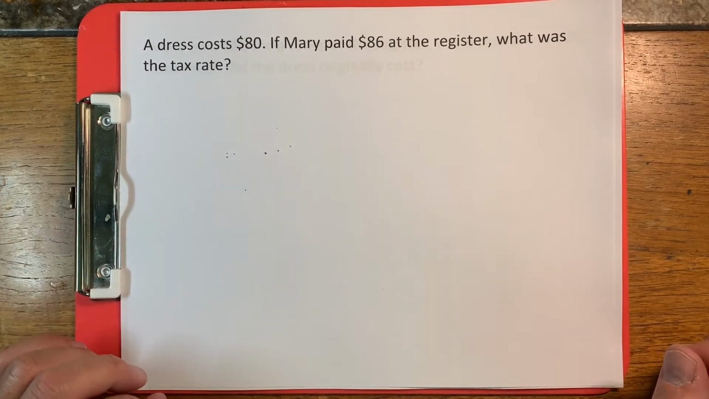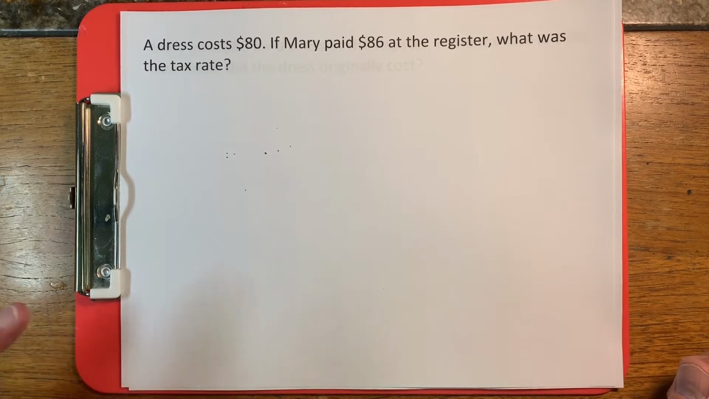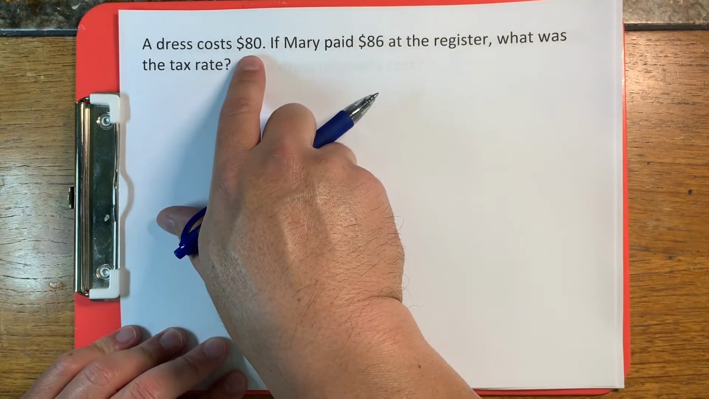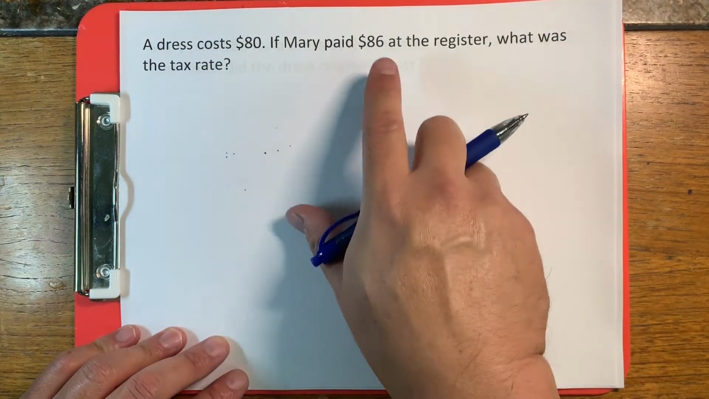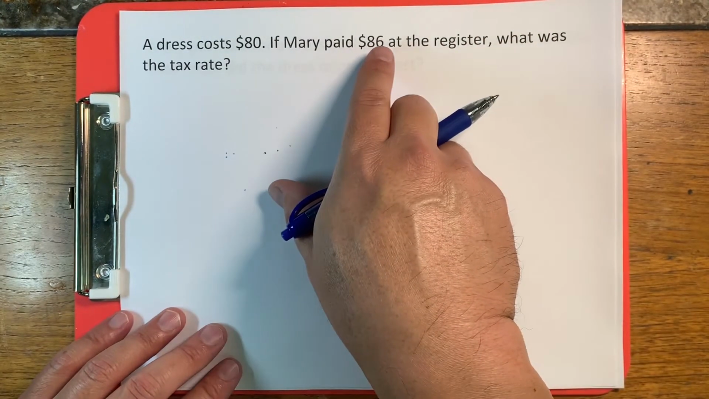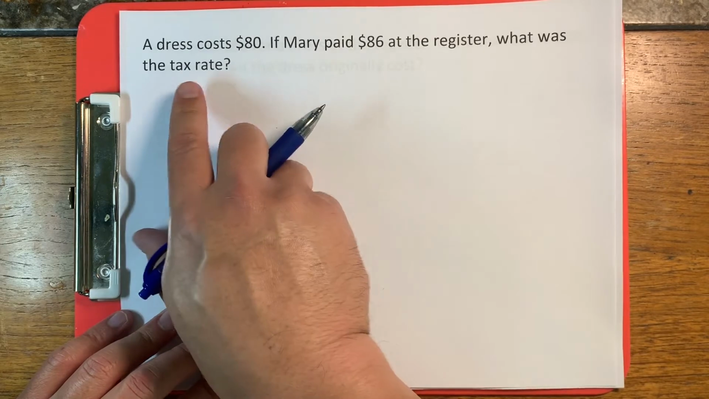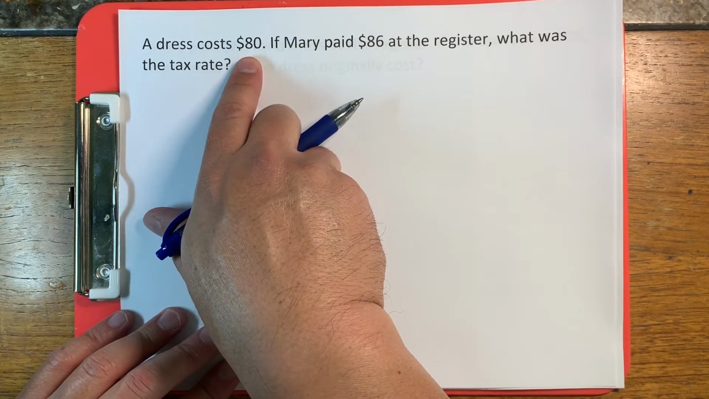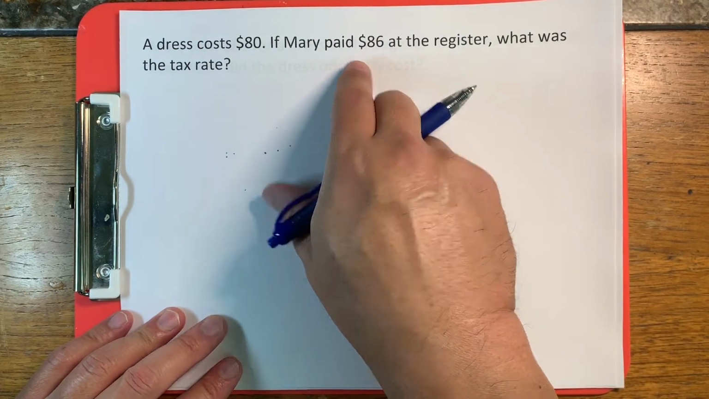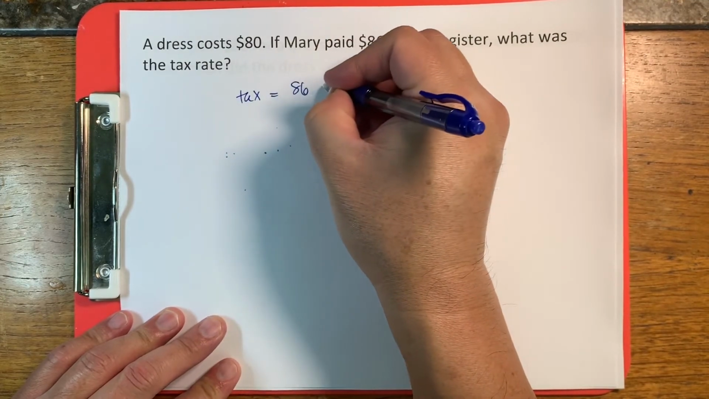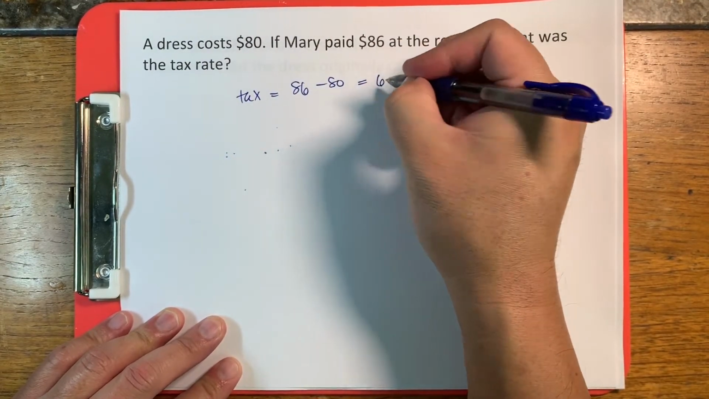A dress costs $80. If Mary pays $86 at the register, what was the tax rate? So previously, they gave us the tax rate and the cost of the dress, and we had to figure out what was paid at the register. In this question, it's a little bit different. They're telling us what's paid at the register, and we have to figure out the tax rate. So if the dress costs $80 and they paid $86 at the register, we know that the dollar amount of the tax is $86 minus 80, which is $6.